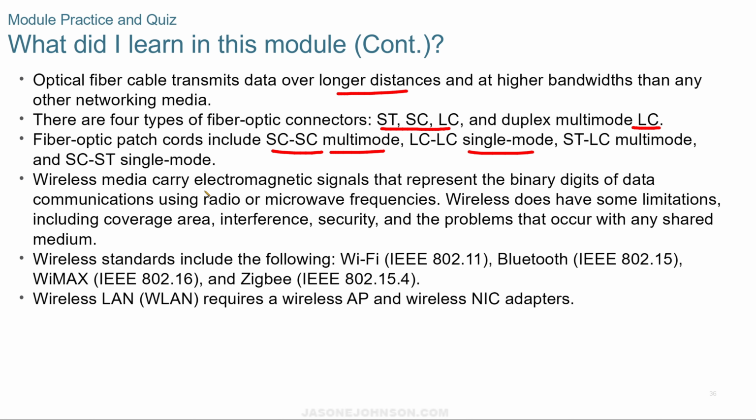We also learned that wireless media can carry electromagnetic signals that represent the binary digits of data using radio or microwave frequency. However, wireless does have some limitations. It can be subjected to security issues, interference, and problems that occur with any shared medium. And we also looked at the standards, 802.11, 15, 16, and 15.4, and that a wireless LAN requires a wireless AP and a wireless NIC adapter.